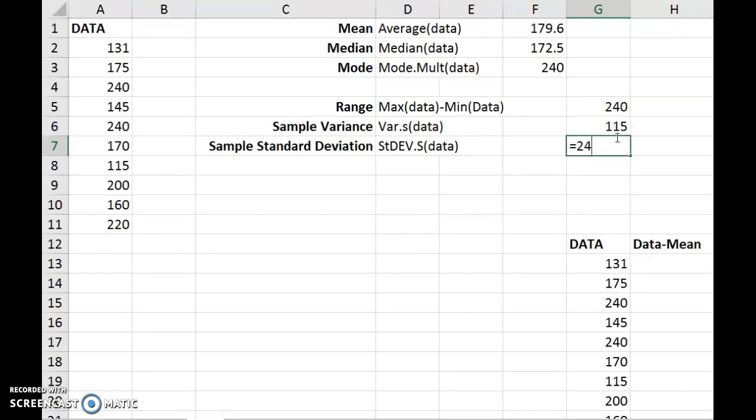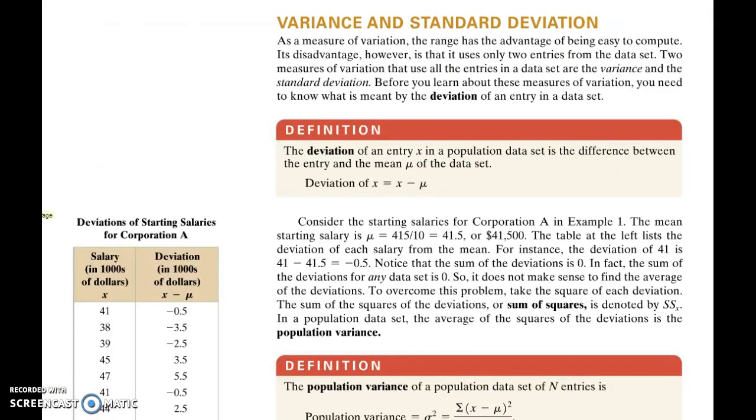So if we subtract those, then that is our range. It's 125 from the biggest to the smallest data value. Range doesn't really tell us that much, so we don't rely on it too heavily. We look more at variance and standard deviation a lot more often.